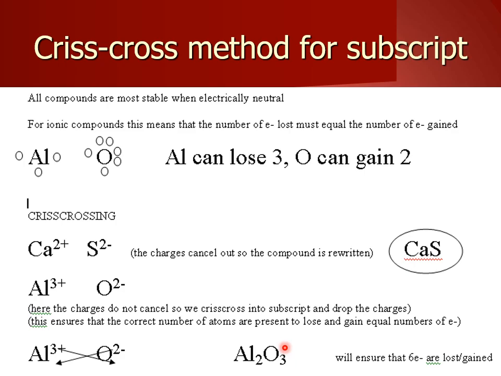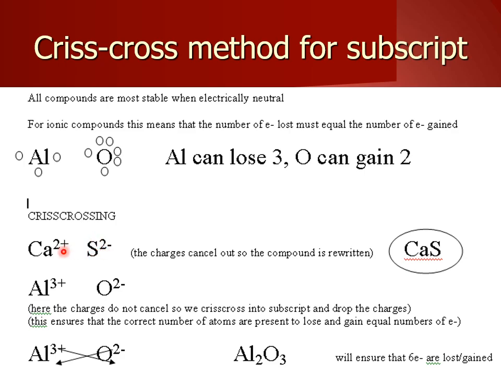For every 2 aluminums, I need 3 oxygens. And you can verify by going back a few slides and checking that that was indeed the case with the Lewis dot diagrams. Notice with calcium and sulfur, calcium has a 2 positive charge. Sulfur actually has a 2 negative charge. 2 valence electrons to lose, has 6, needs to gain 2. So that's how that works.